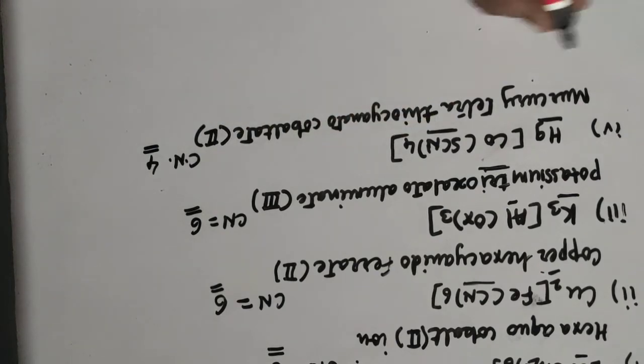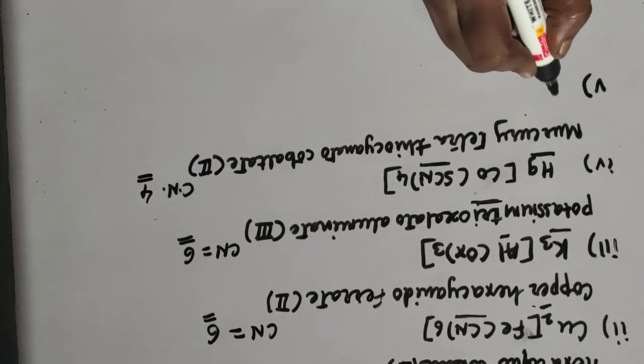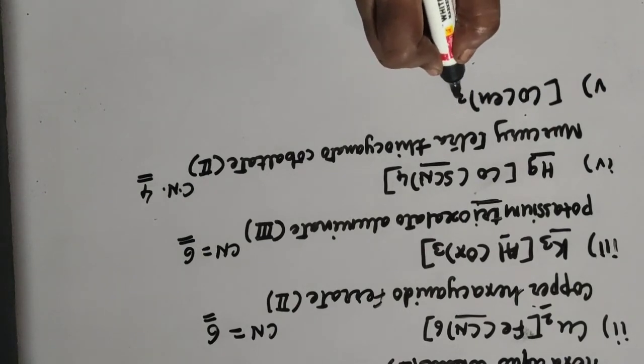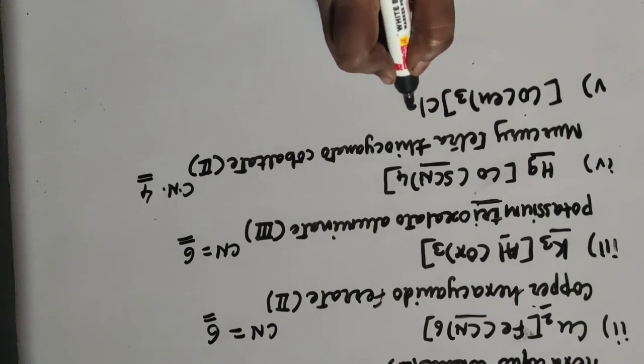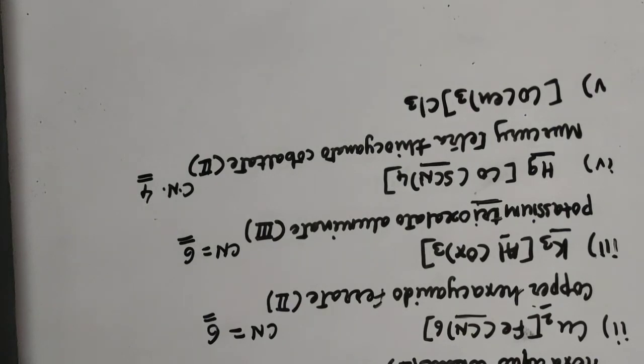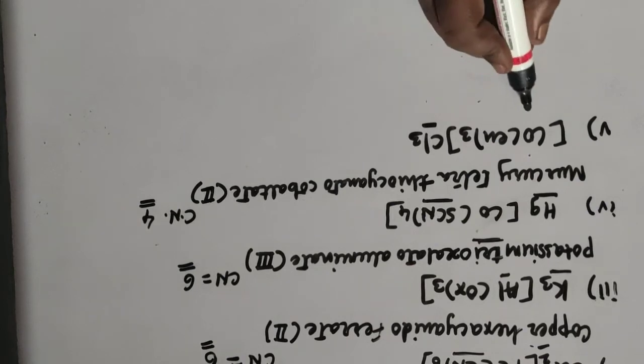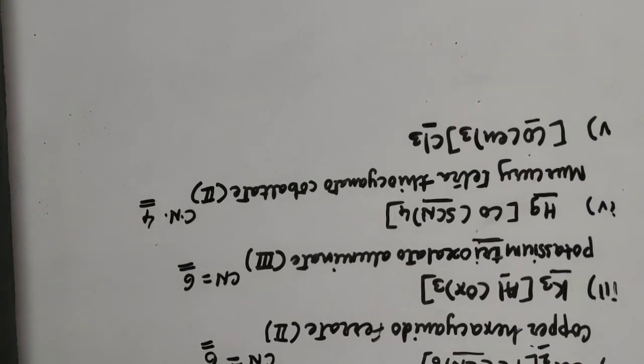Next we'll go for the 5th compound, and that is [Co(en)3]Cl3. Now your counter ion is a non-metal, present towards the right hand side, and hence your complex is a positively charged complex, or cationic complex, and so there is no need of changing the end of Co to ate. You are supposed to write the name as it is.